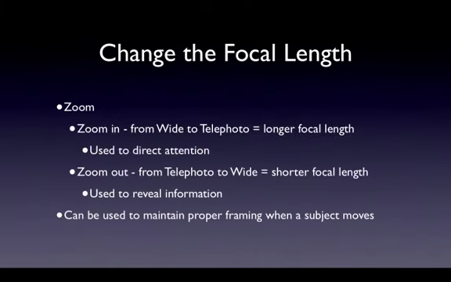You can zoom the lens in or out. If you zoom in from wide to telephoto, a longer focal length lens, that's used to draw attention to something within the frame. So you're pointing out something in the frame by zooming in on it. If you zoom out from telephoto to wide, you're going to a shorter focal length, and that's usually used to reveal information. Zooming can also be used to maintain proper framing when a subject moves around a little bit, but be careful because zooming is quite often misused. You should never center zoom. You should try and combine a zoom with a pan or a tilt to increase the interest for the viewer.